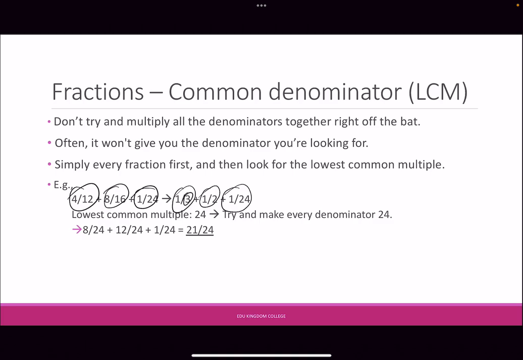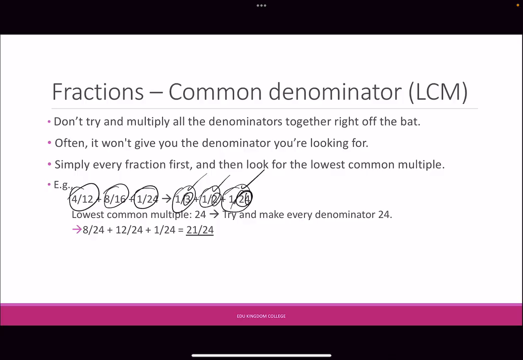So the lowest common multiple between these three numbers is 24. Make sure that you're not just multiplying them together. It's the number into which all three of these fit, but it's the smallest such number. So that would be 24.